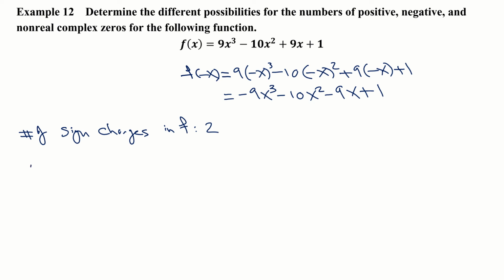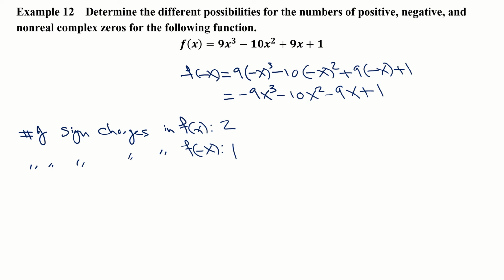Now, let's go ahead and do the same thing. The number of sign changes: the first one was in f of x, and now we're going to do it for f of negative x. It was 2 for f of x. Now, for f of negative x, from negative to negative, no change. Negative to negative, no change. Negative to positive, 1 change.